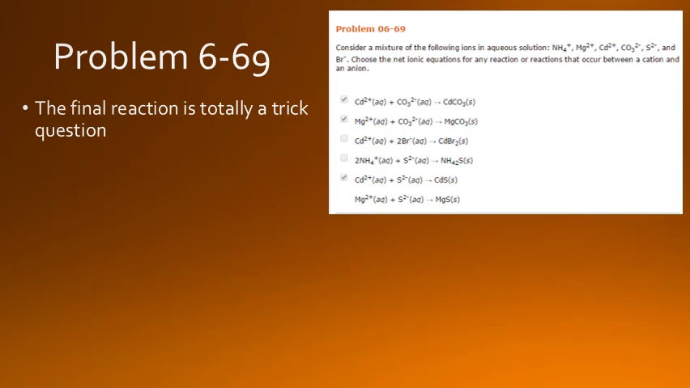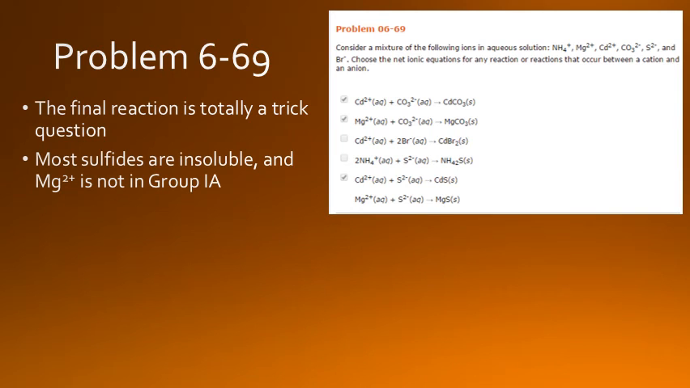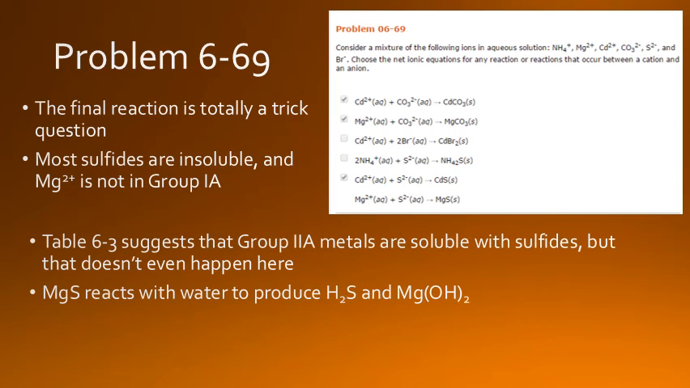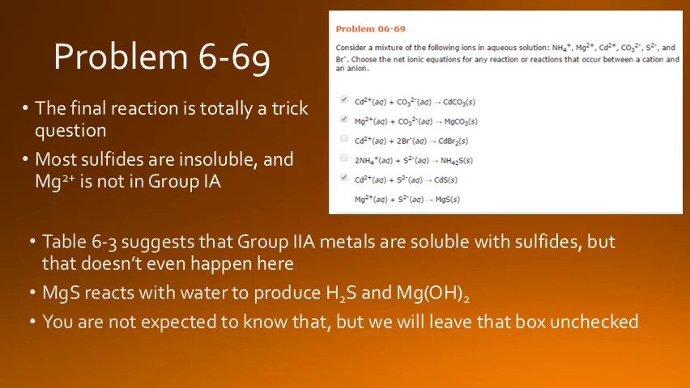The final reaction. This is a trick question. Most sulfides are insoluble. Magnesium is not group 1A. If you look at the table, it says that group 2A metals are soluble with sulfides, but this doesn't even happen in this case. Magnesium sulfide reacts with water, producing hydrogen sulfide and magnesium hydroxide. Regardless, we will not check this box and don't expect to see anything like this on any assessments. I think Wiley's just being Wiley.